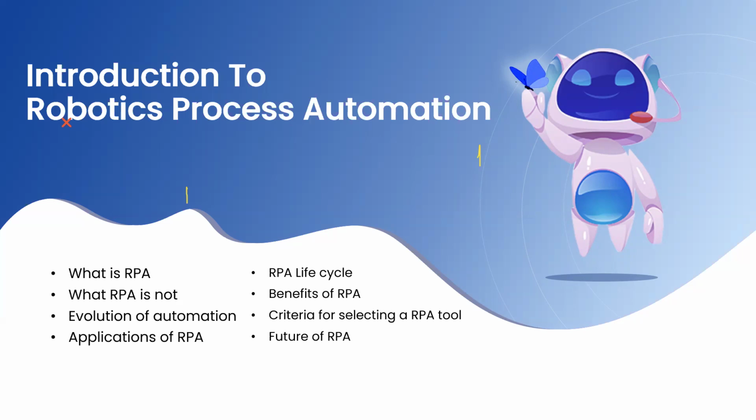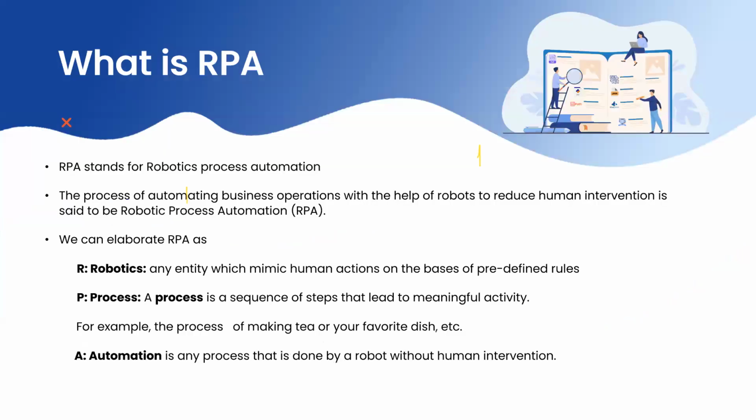Okay, so let's start with the introduction to robotics process automation. The first topic we are going to teach is what is RPA. This is the first thing you need to understand: what is RPA, and what it stands for. RPA stands for robotics process automation. What we call a robot is anything which can mimic a human.